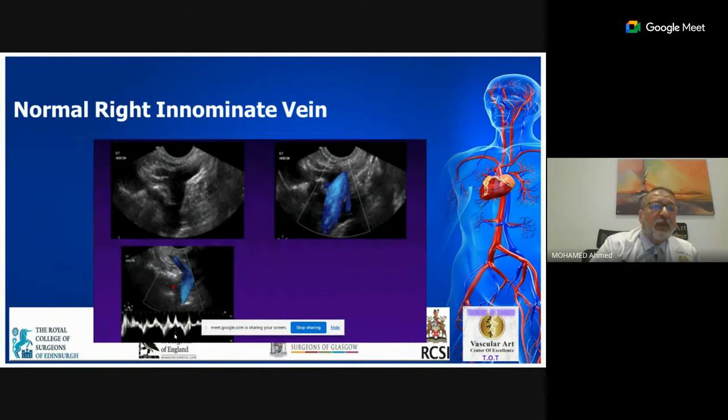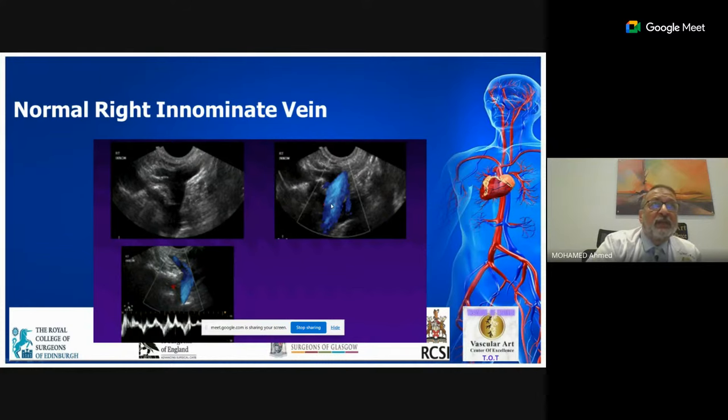This is another picture of the innominate vein. You can see this is the innominate vein on B mode. You can see the transducer is not a linear transducer. This is a convex transducer because you are going deep down. So you can use the abdominal transducer, which is 2 to 3 megahertz, and maybe try to increase the frequency to 5. And here you see the color.